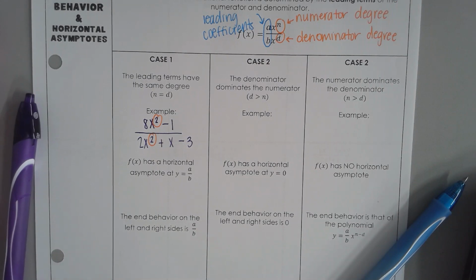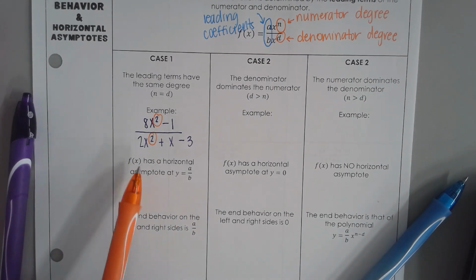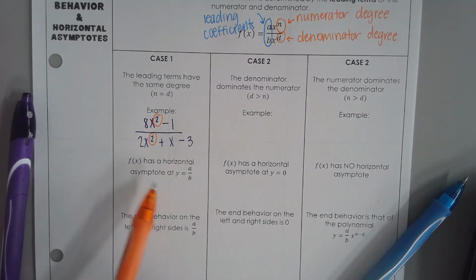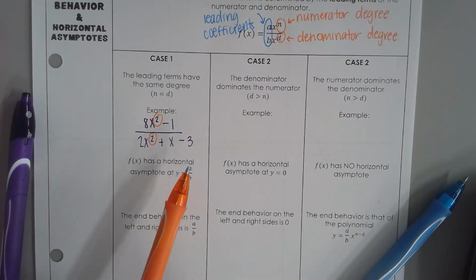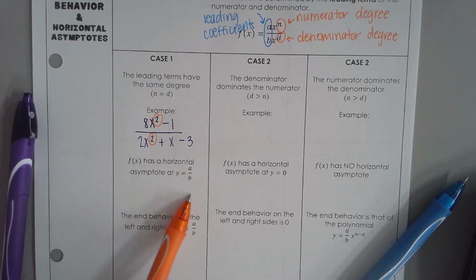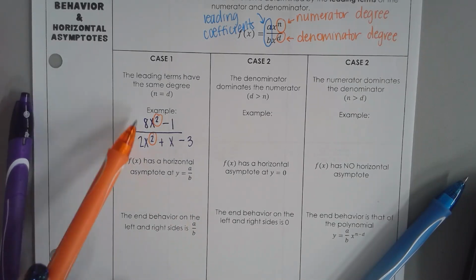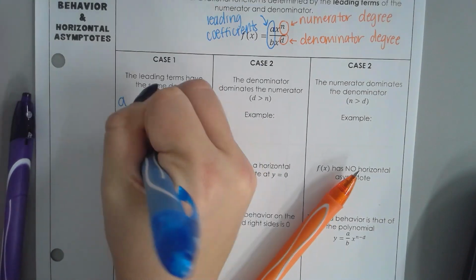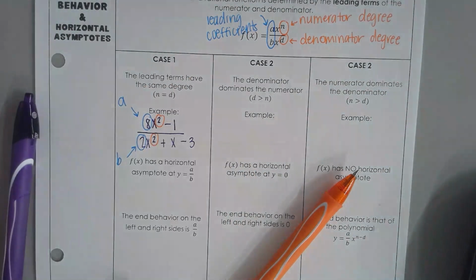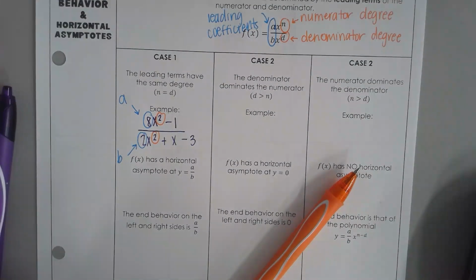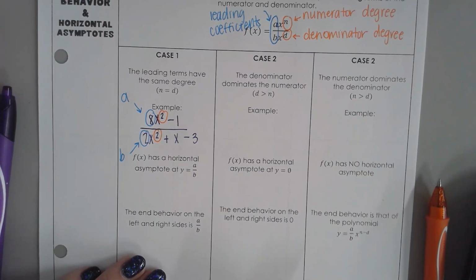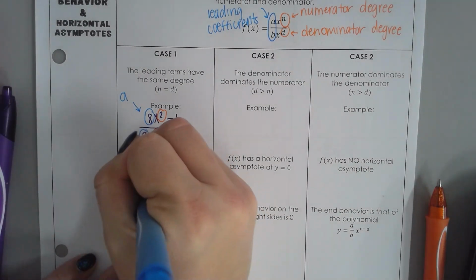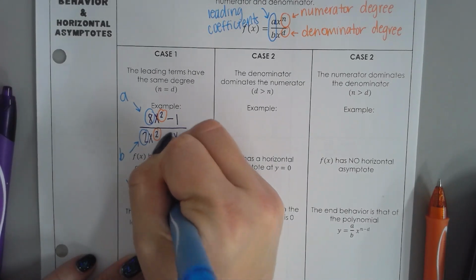If this happens, that means that this function has a horizontal asymptote at y equals a over b. And remember, a over b are these numbers in the front. That's a, that's b. So this function, this example, would have a horizontal asymptote at y equals 8 over 2, which is y equals 4.